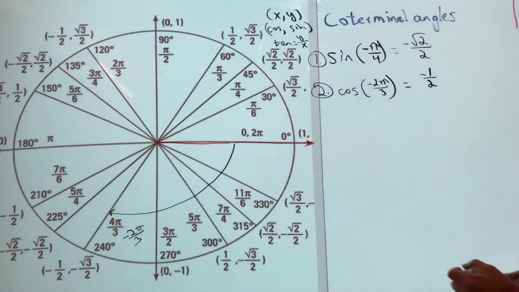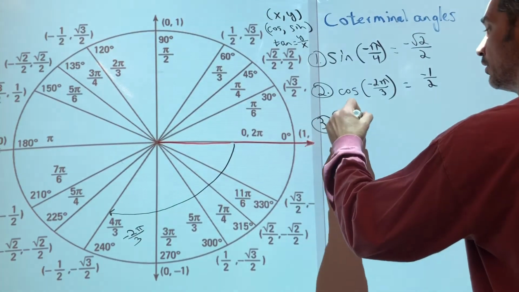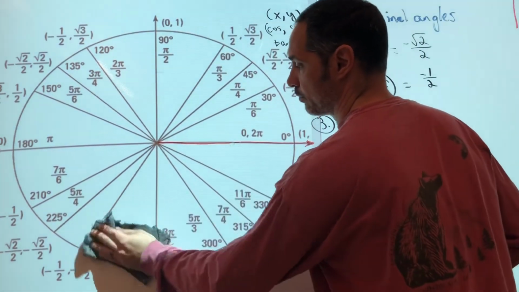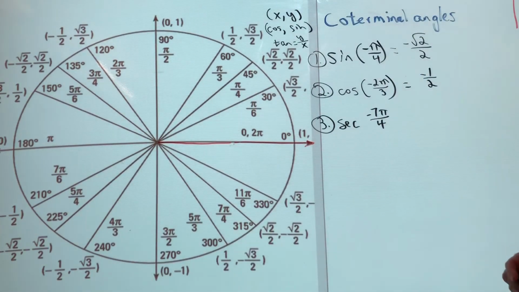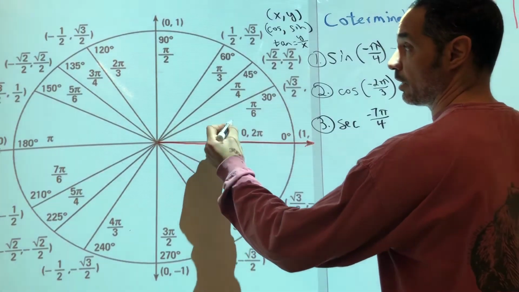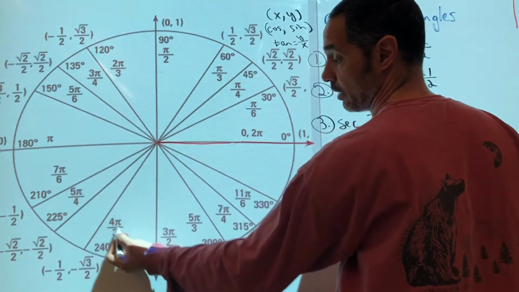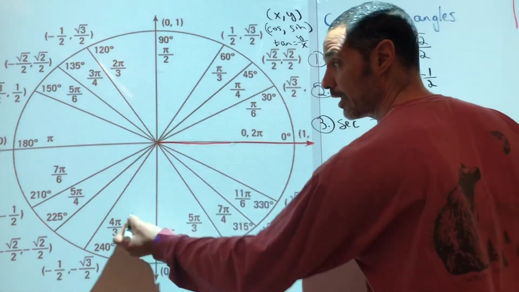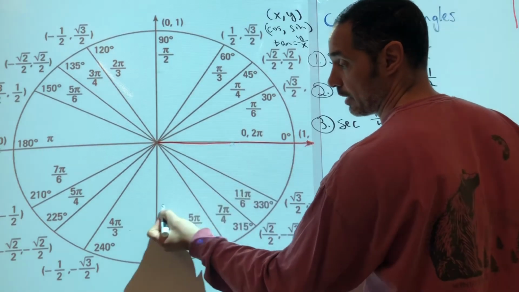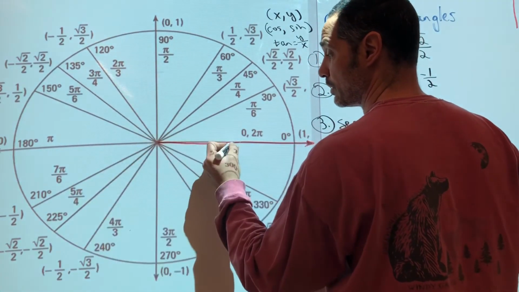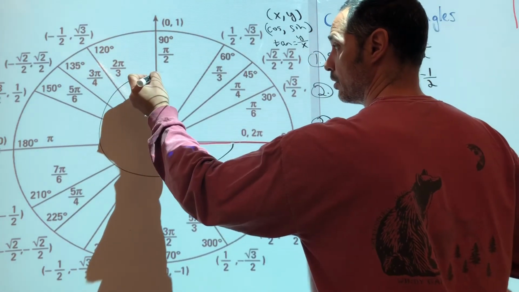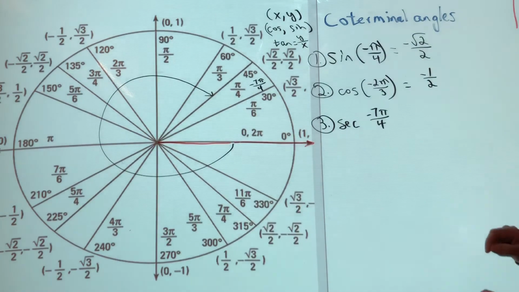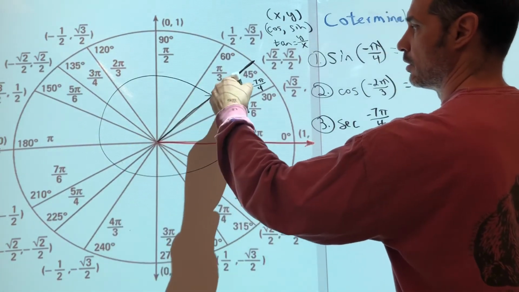All right, let's talk about a reciprocal function. We have the secant of negative 7 pi over 4. When we're talking about negative 7 pi over 4, again, 7 pi over 4 would be past 90, past 180, past 270, all the way another 45 degrees past 270. So we're just going to do that in the opposite direction, in the clockwise direction. So there's my 90, 180, 270, and we need to go 45 degrees more than that. So 45 degrees would be here. And this is going to be negative 7 pi over 4, this terminal side.